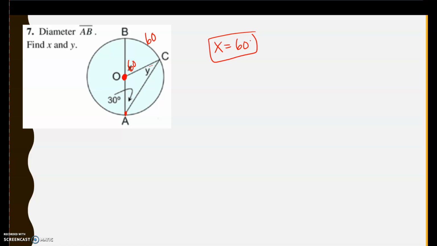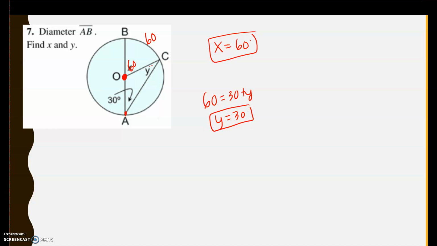And then to find the value of angle y, there's different ways to do this. I have an outside angle, so I'm going to use my exterior angle theorem that says your outside angle is equal to not the angle it touches, but the other two added together. So I'm going to get 60 is equal to 30 plus y, which means y is equal to 30.